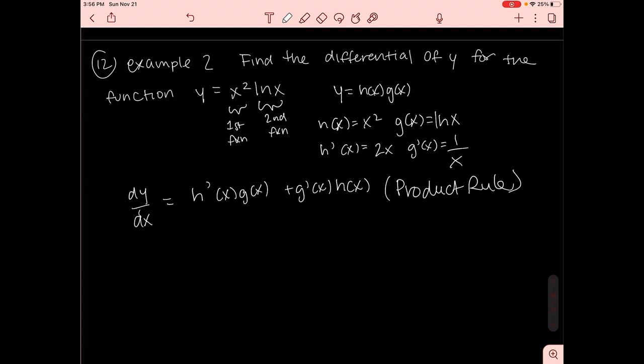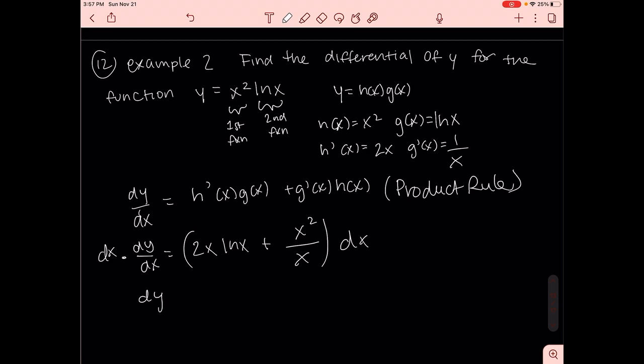Okay. And so now let's plug everything in. dy over dx is equal to 2x ln x plus x squared over x. And let's multiply both sides by dx. And so that leaves us with dy is equal to 2x ln x plus x, all multiplied by dx.